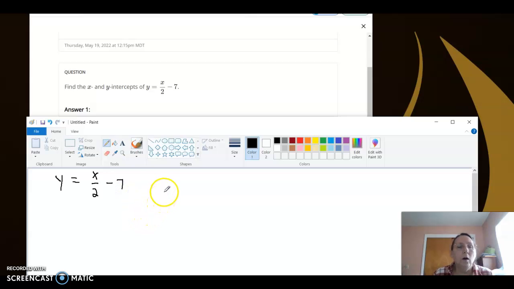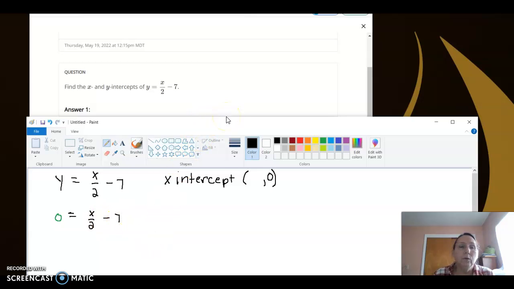Okay, so our x-intercept is the place where the line crosses the x-axis. So I know that my answer is going to be 0 for the y, because we won't be going anywhere with the y, but we are going somewhere with the x. So I'm going to substitute that 0 in for the y in the equation. So I'm going to put a 0 here, and then the rest of the equation is going to be the same, x over 2 minus 7.